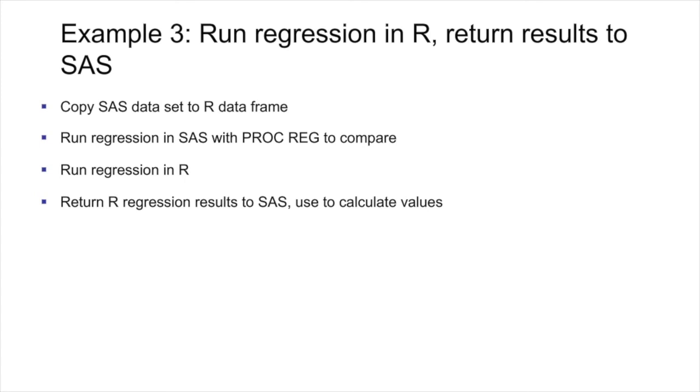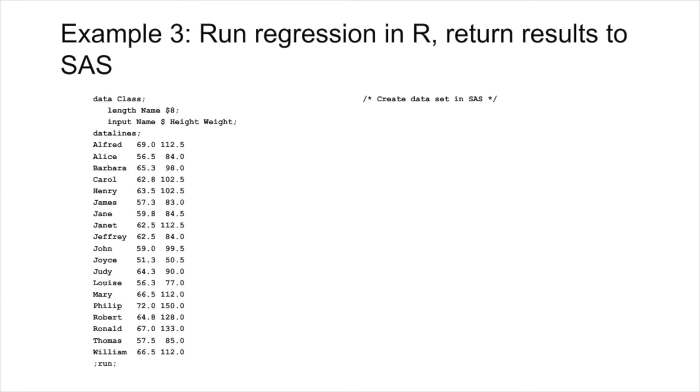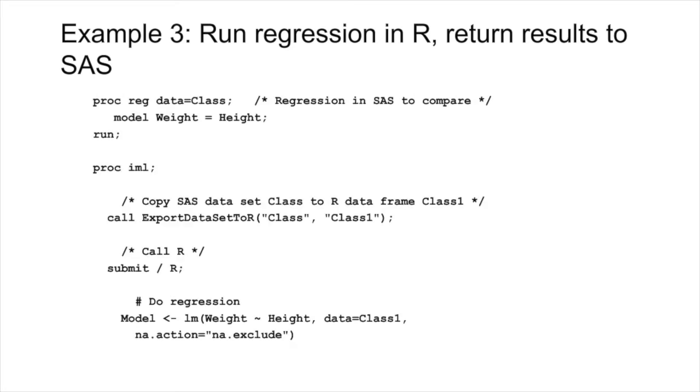Okay, so here is a data step that's going to create a SAS data set called class with about 20 observations and a few variables. Now, just to illustrate, we'll first do PROC REG in SAS. I will show you the output. It's pretty basic, nothing too exciting. Then we're going to start PROC IML. We're going to copy this data set called class, using ExportDataSetToR, to an R data frame called class1. Then we're going to start a submit block. Then we're going to use the function at the bottom of the screen to do ordinary least squares regression. That's standard R code there, nothing special.